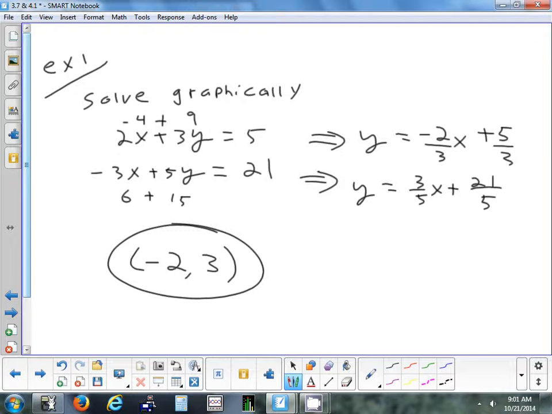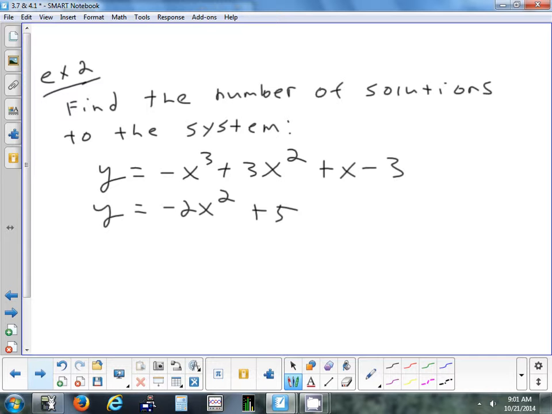Okay, any questions on that? So it's solving graphically. Okay, this one I don't want you to solve. I just want to find the number of solutions. Now, what do you have to be careful about? When you have things that curve and they can be pretty big, these graphs. So what do you have to be careful of on the screen? You have to make sure you find a complete number. Right, you've got to make sure you're seeing everything that can happen.